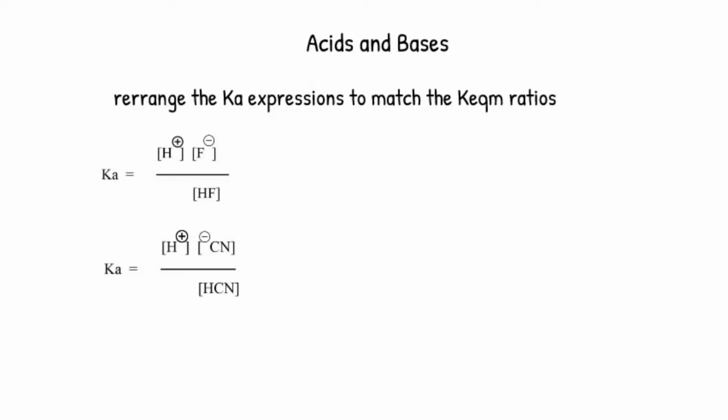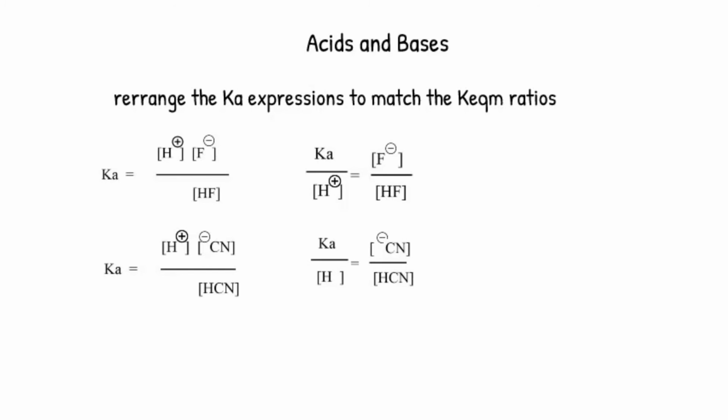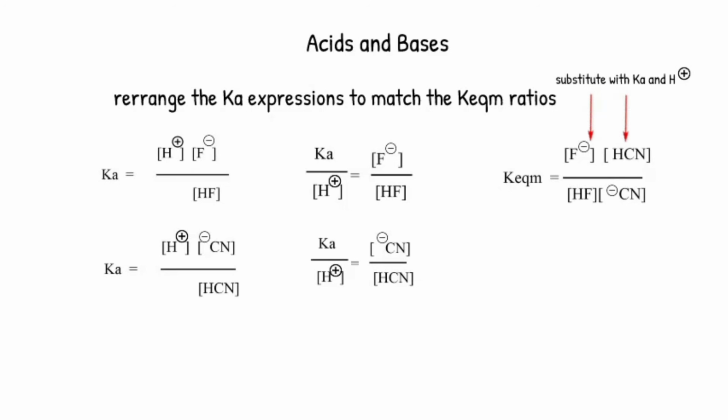To do this, Ka and the hydrogen ion concentration are isolated on one side of the equation, and the conjugate base divided by the acid is on the other side. The third equation is the K equilibrium. Substitute the Ka and hydrogen ion concentrations for the conjugate base and its acid.